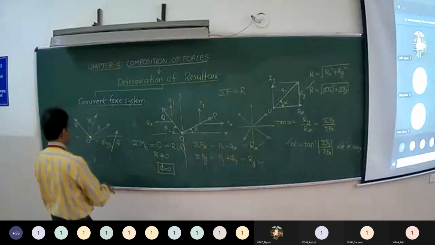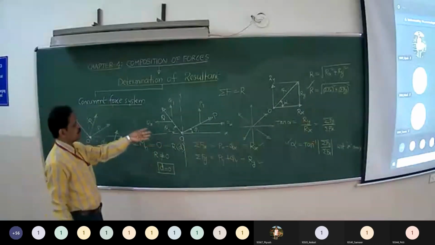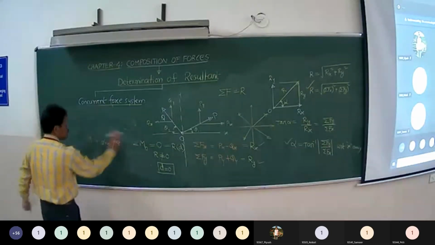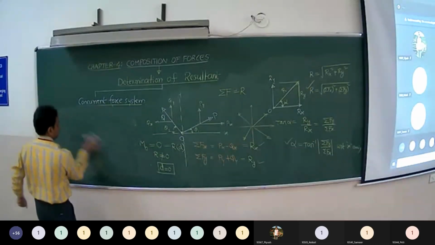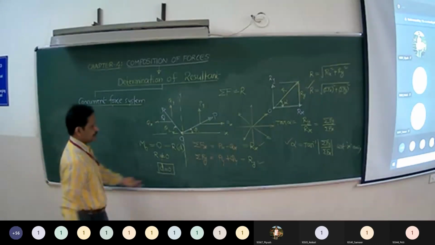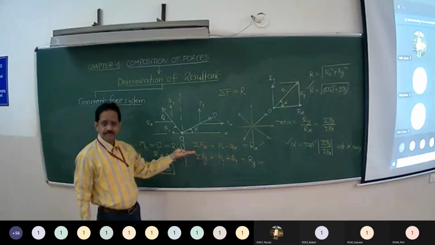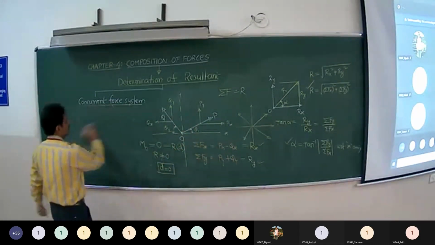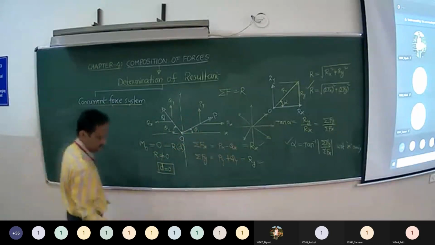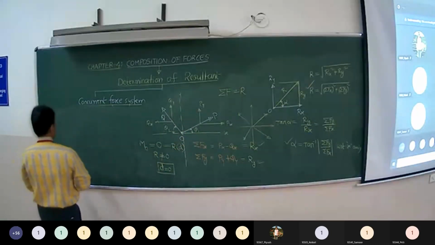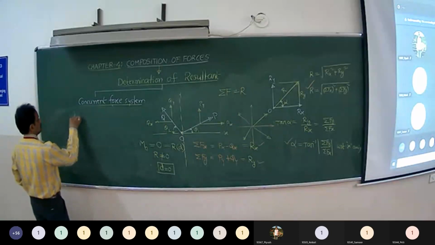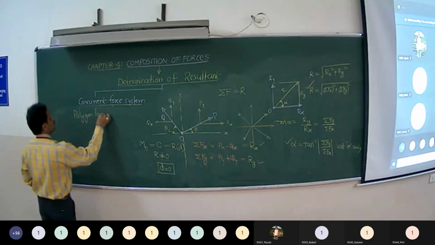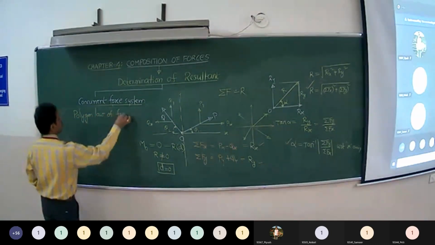Next part. Now all these three methods are used when two concurrent forces are acting. Now when more than two concurrent forces are acting, we have two methods, out of which one is this general method, resolving each force into xy components and finding the resultant, and the particular method or graphical method is polygon law of forces.